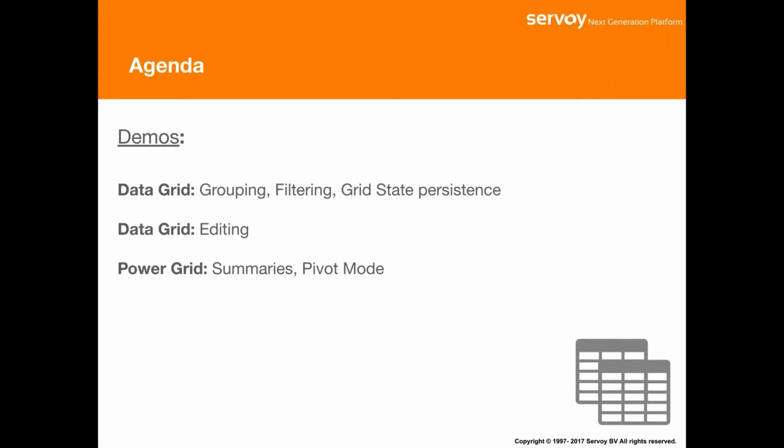We'll start off always with demos. I have three examples. There are two different kinds of components, something we call a data grid, which we'll get into, and something we call a power grid. We're first going to look at an example that just shows grouping plus some filtering, which is new, and a bit about how to persist a grid state.